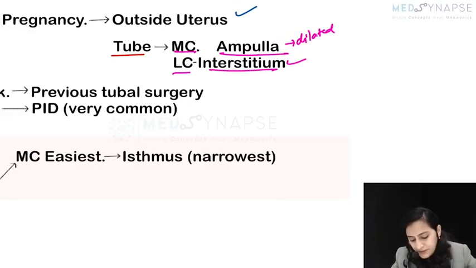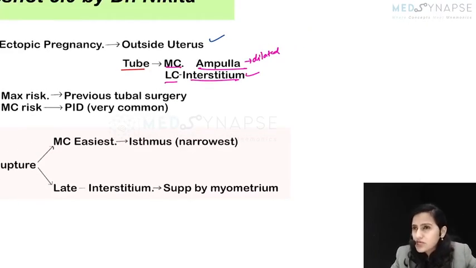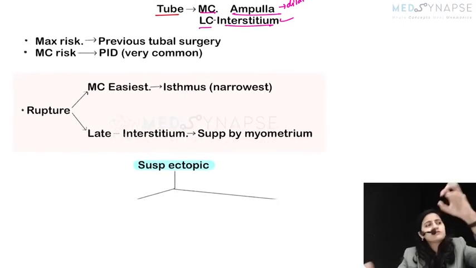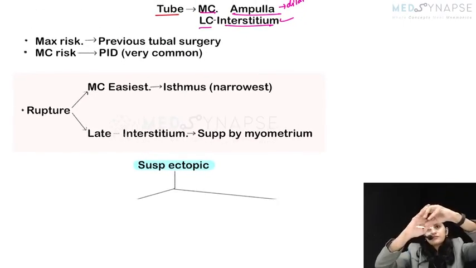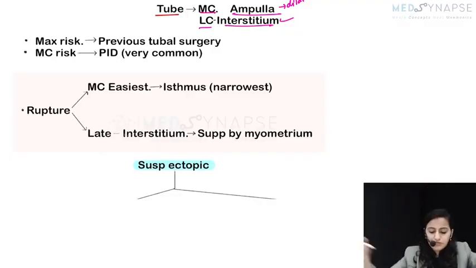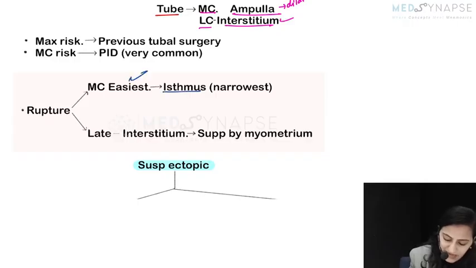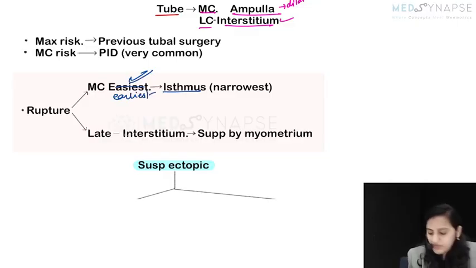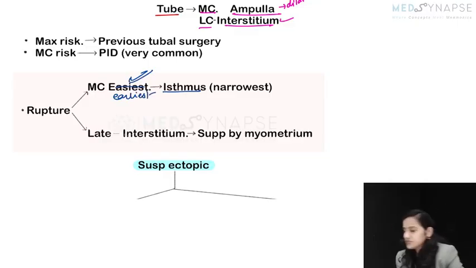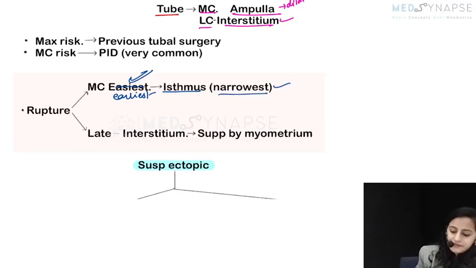interstitial. Where is the rupture most common? The narrowest part, because if it grows there, it will rupture. Rupture is most common in the isthmus, which has the easiest, earliest rupture. Most common, earliest rupture, isthmus, because it is narrowest.